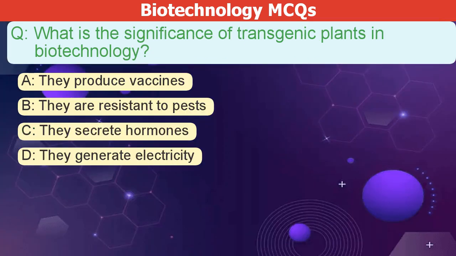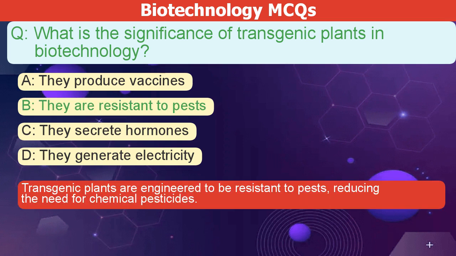What is the significance of transgenic plants in biotechnology? A. They produce vaccines. B. They are resistant to pests. C. They secrete hormones. D. They generate electricity. The correct answer is B. Transgenic plants are engineered to be resistant to pests, reducing the need for chemical pesticide.